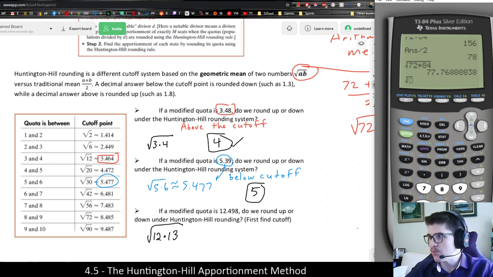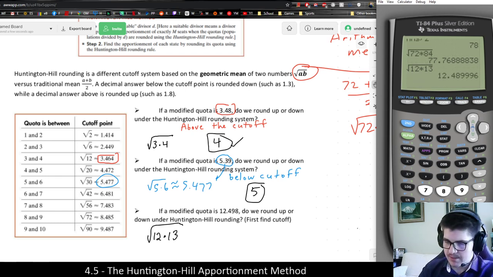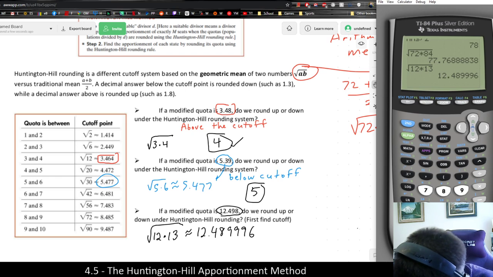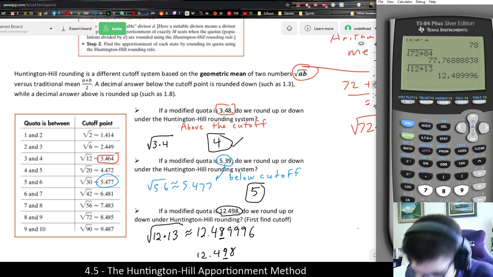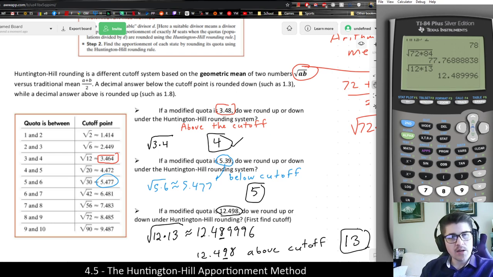Square root of 12 times 13 would give me 12.489996. And that's not exact. That's my calculator's best approximation to that value. But what I can tell is that 12.498 is above the cutoff point, right? Because that was 12.48, that's 12.49. So this is above the cutoff point. And again, if it's above, it's going to be rounded up. So that would be rounded up to 13, which would be my quota when rounding under Huntington Hill rounding systems.